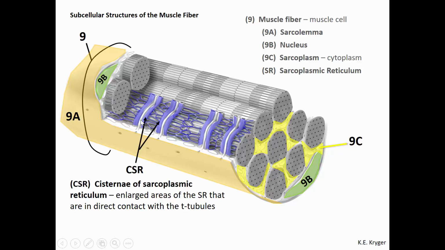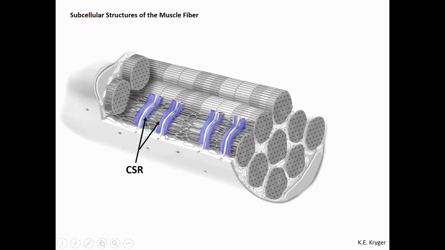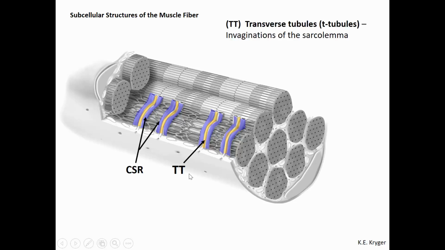Again, it's all about the neighbors. So here we have the CSR, which is the cisternae of the sarcoplasmic reticulum, and then we have T-tubules in between. We'll color those in just a second. So in orange here, in between the cisternae of the sarcoplasmic reticulum, we just write TT with an arrow. TT stands for transverse tubules, and these are just invaginations of the sarcolemma.